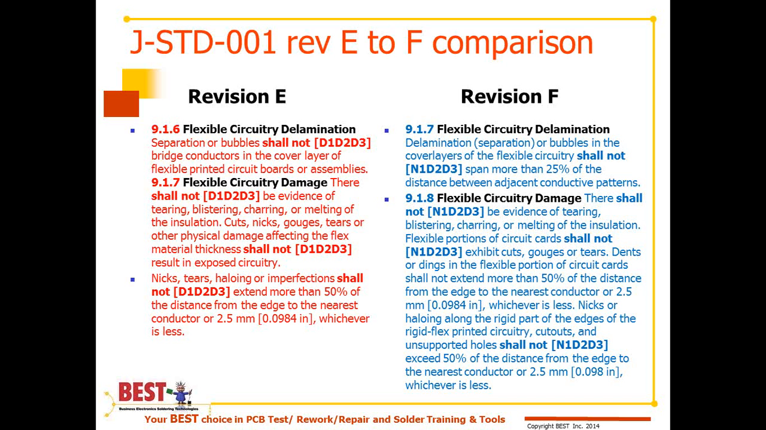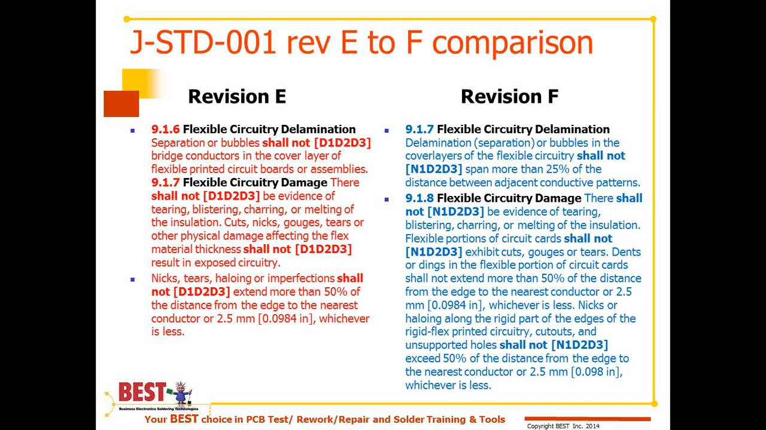Then it goes into the flexible circuit delamination. It changed that so that delamination or separation or bubbles in the cover layer of the flexible circuitry shall not span more than 25% of the distance between adjacent conductive patterns, or it's a defect for Class 2 and 3.